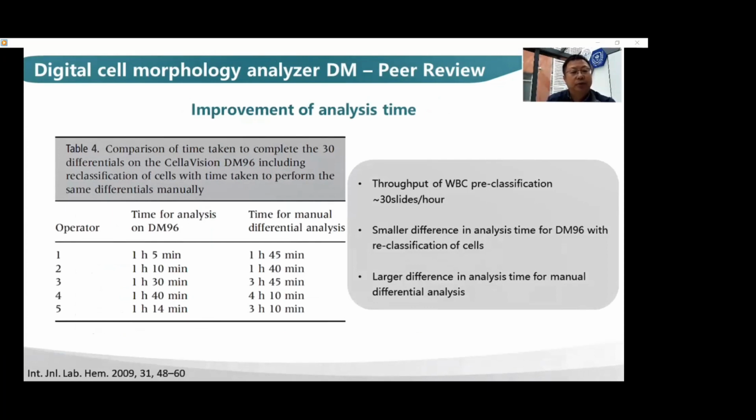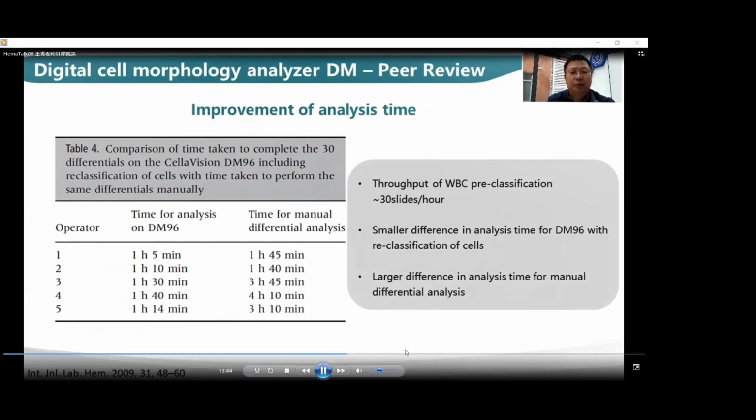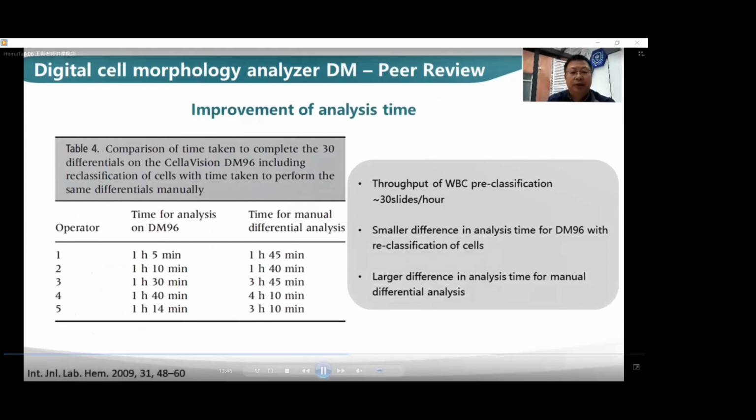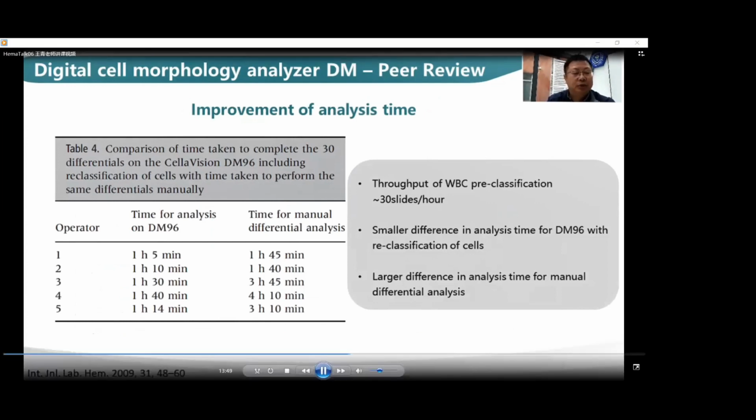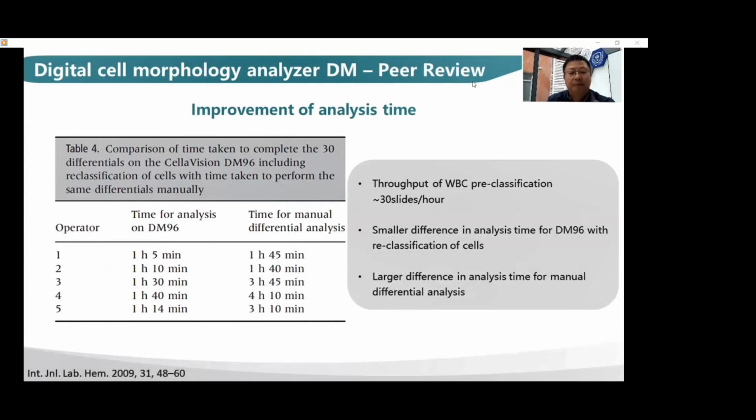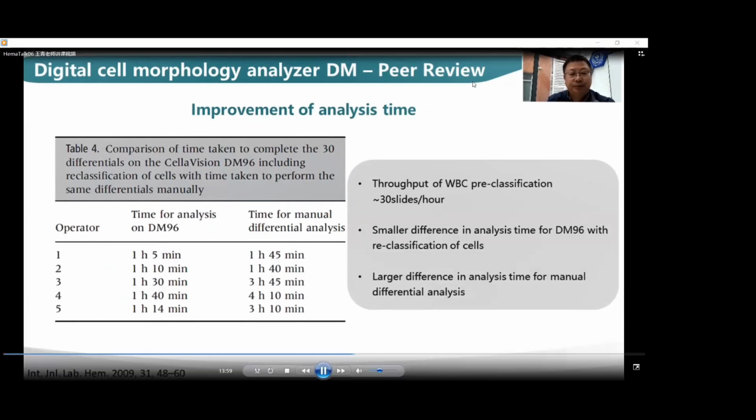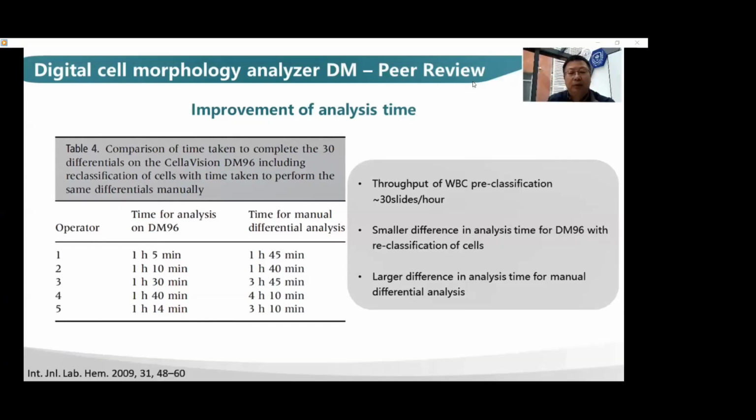Let's also take a look at the improvement of the analysis time. You can see that the throughput of the WBC pre-classification is being greatly improved. It could reach 30 slides per hour, and also there is a smaller difference in analysis time for DM96 with reclassification of cells, and a larger difference in analysis time for manual differential analysis. 看到啊，我们可以从1小时 especially within 1 hour, you can clearly see the throughput of WBC pre-classification being greatly improved.